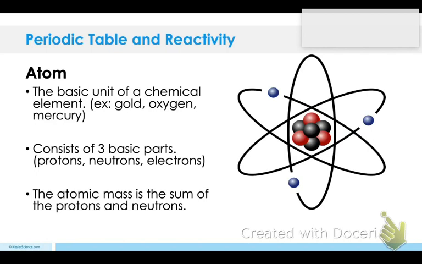Just like a little review from past notes, it's the basic unit of an element. It consists of 3 parts: protons, neutrons, and electrons. And the atomic mass is the sum of protons and neutrons. Go ahead and pause here if you are still writing. Remember, I'm highlighting stuff for a reason, so make sure you're highlighting that stuff or using a different color or underlining.